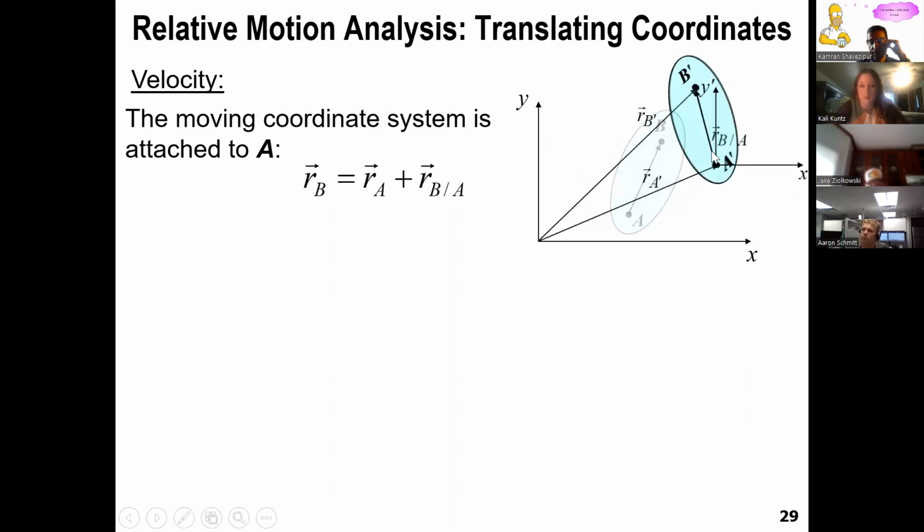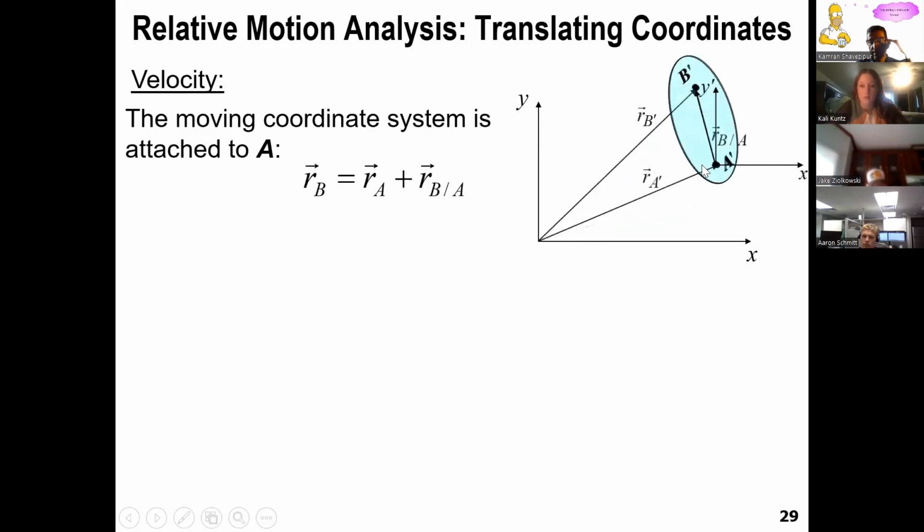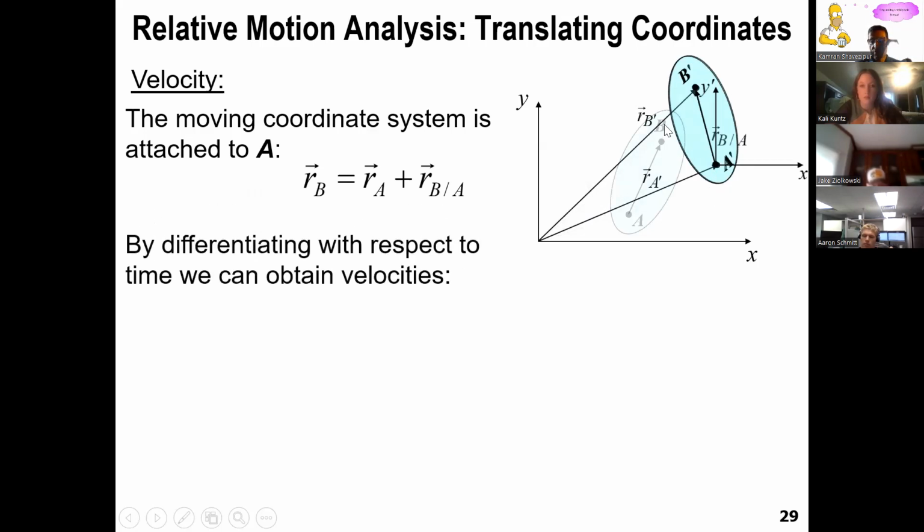You may see X prime, Y prime, they don't rotate, right? They just translate. That's why we call it translating coordinates, because Y prime and X prime do not rotate. The rigid body has a general motion. And if you look at this, now let's see, this is the motion, how we can find the velocities.